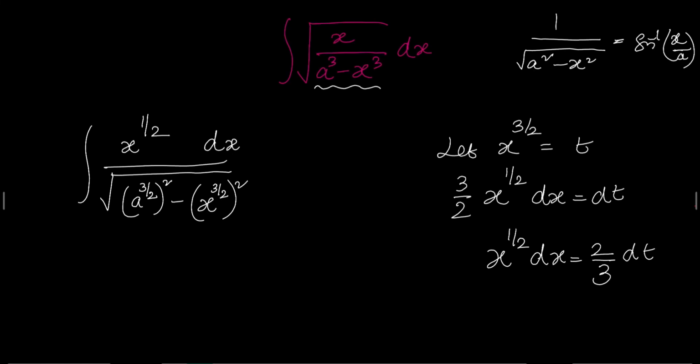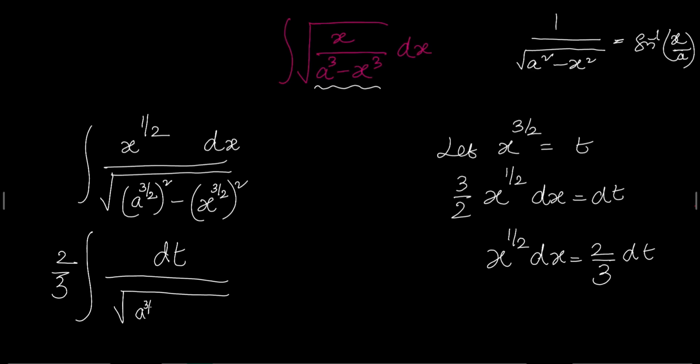dt. So we can come back to our problem and we say that this is nothing but 2 by 3, and x power 1 by 2 dx will vanish and I will get dt here, and this will come into standard integral form of 1 by square root of a square minus x square. I have a power 3 by 2 whole square minus t square. And for that we know the answer will be 2 by 3 into sine inverse of x by a. Here our x is t and a is a power 3 by 2.